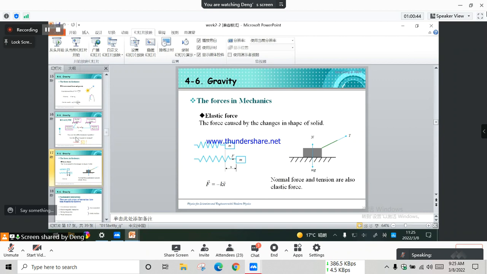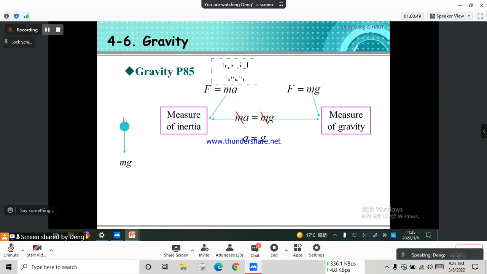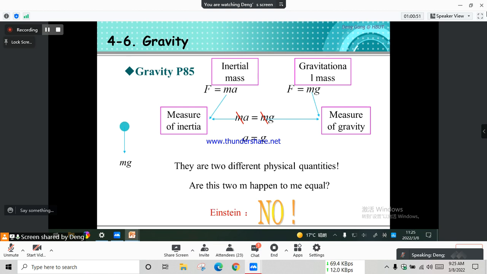No matter how far away the objects are, there will be gravitational force between them. So that's why we discuss this first. It's a universal gravitational force. So you cannot escape from this. So why do we say it's universal? Because you cannot escape from that.